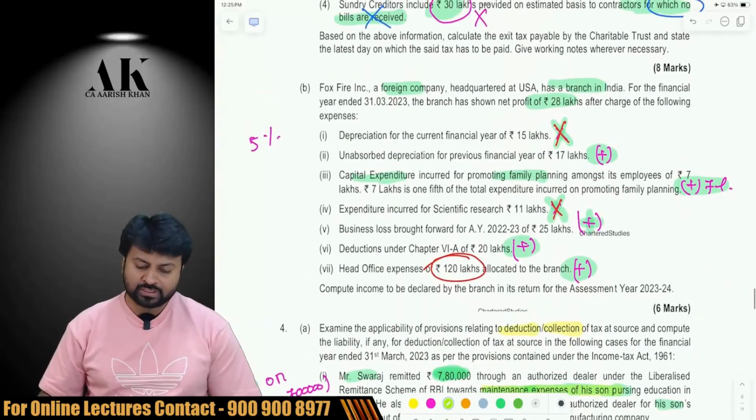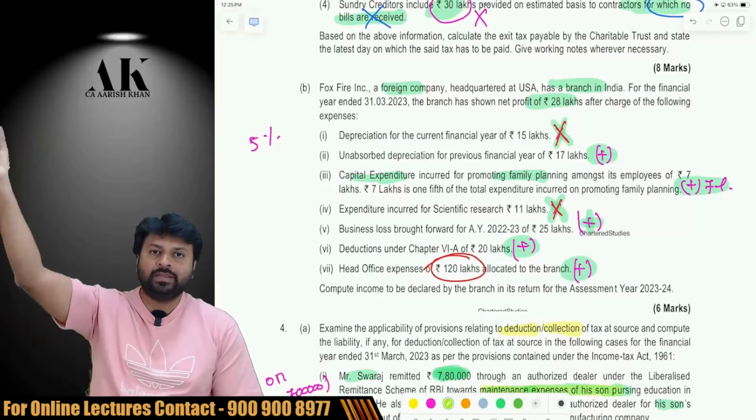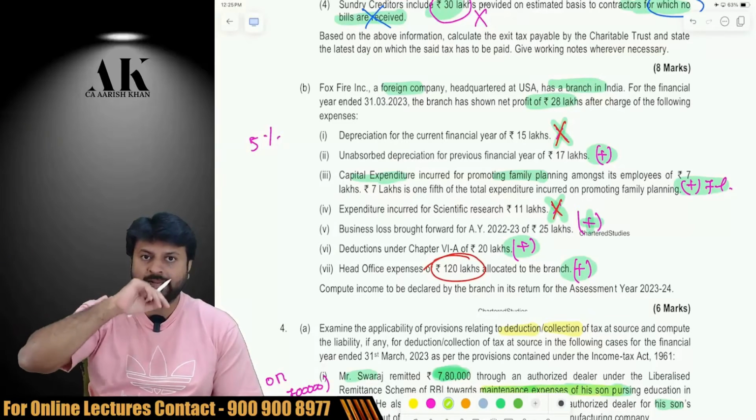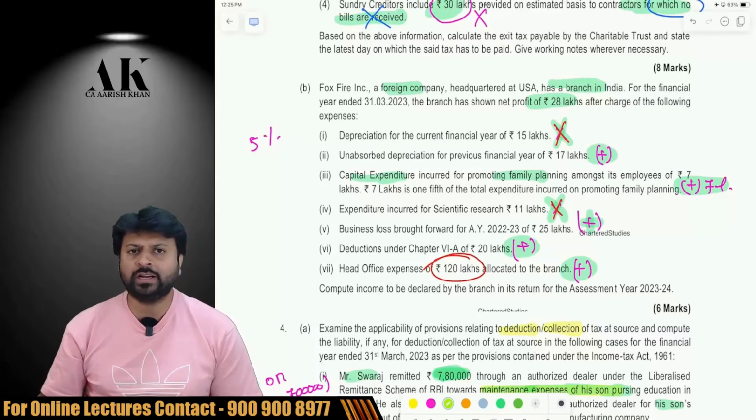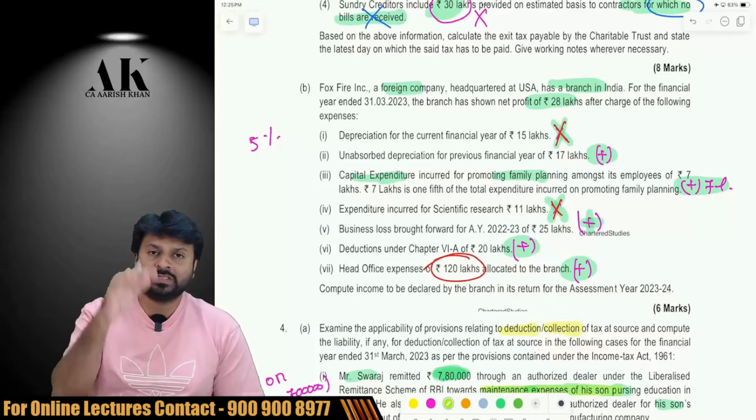The next question is based on Section 44C. There is a foreign company which has a branch in India, and that foreign company is allocating some head office expenses to India. So, how much head office expense will be allowed in India? It is allowed as per Section 44C. It is the actual amount allocated to the Indian branch or 5% of adjusted total income, whichever is lower.